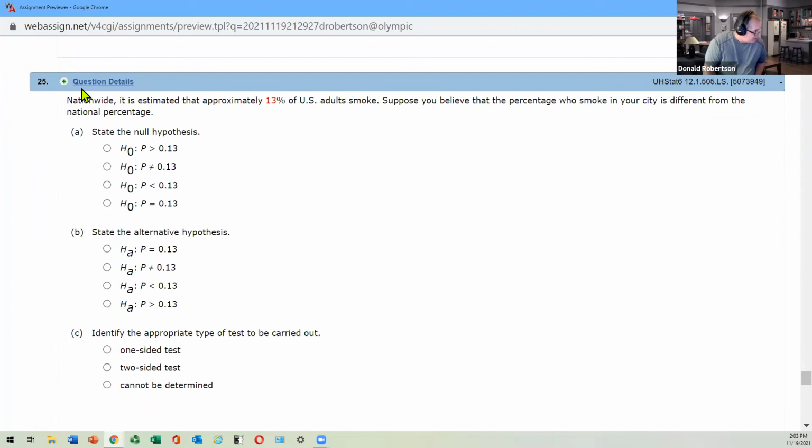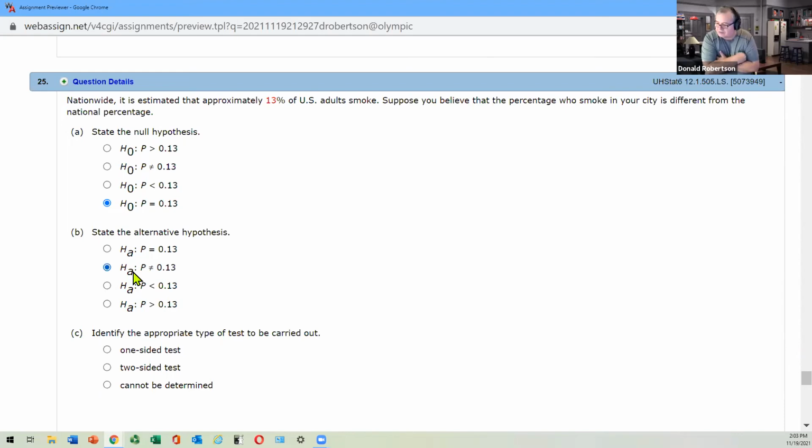Here's another quick story. Nationwide, it's estimated that approximately 13% of adults smoke. Suppose you believe that that is actually, where you live at least, different. Different is important. It doesn't say more, doesn't say less, it says different. So won't the null hypothesis be that it is equal to 13, which it always should be? And which one of these is going to be the alternate for being different from that number? Not equal to. Agreed.